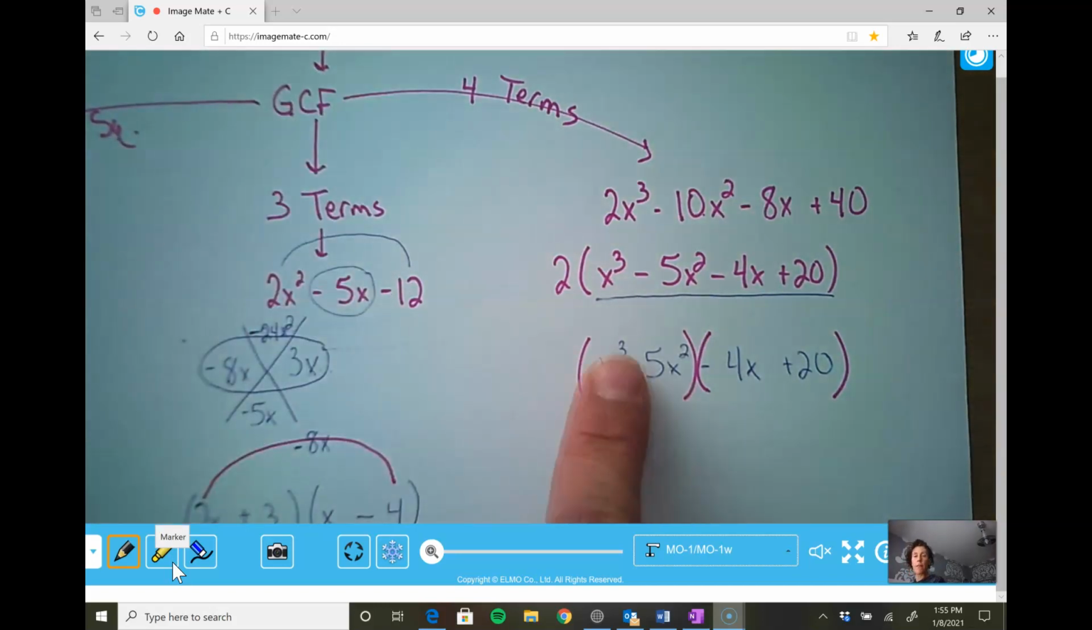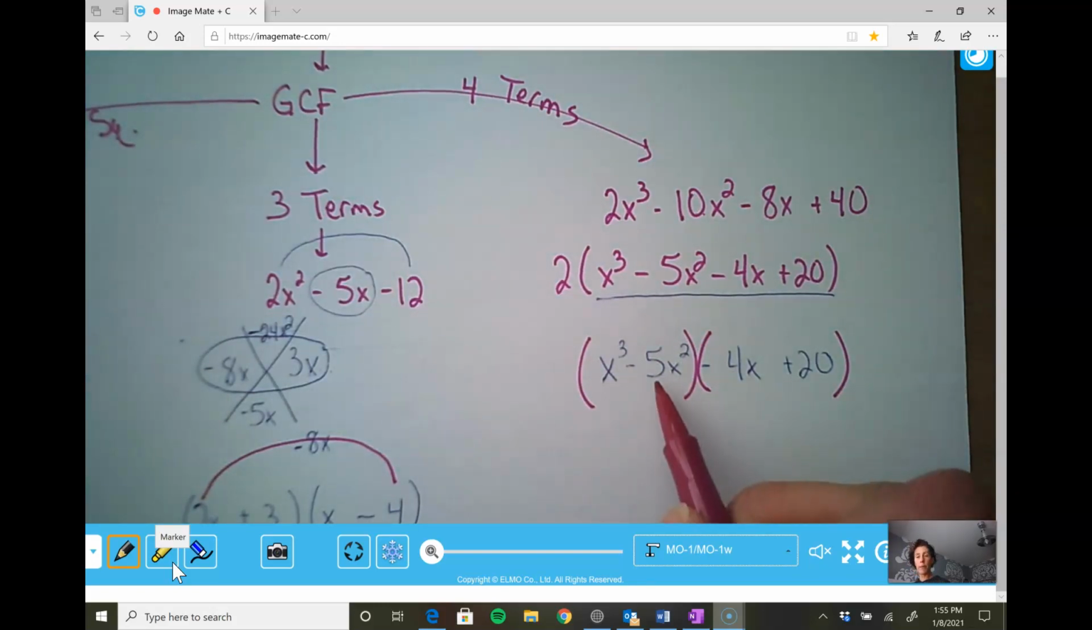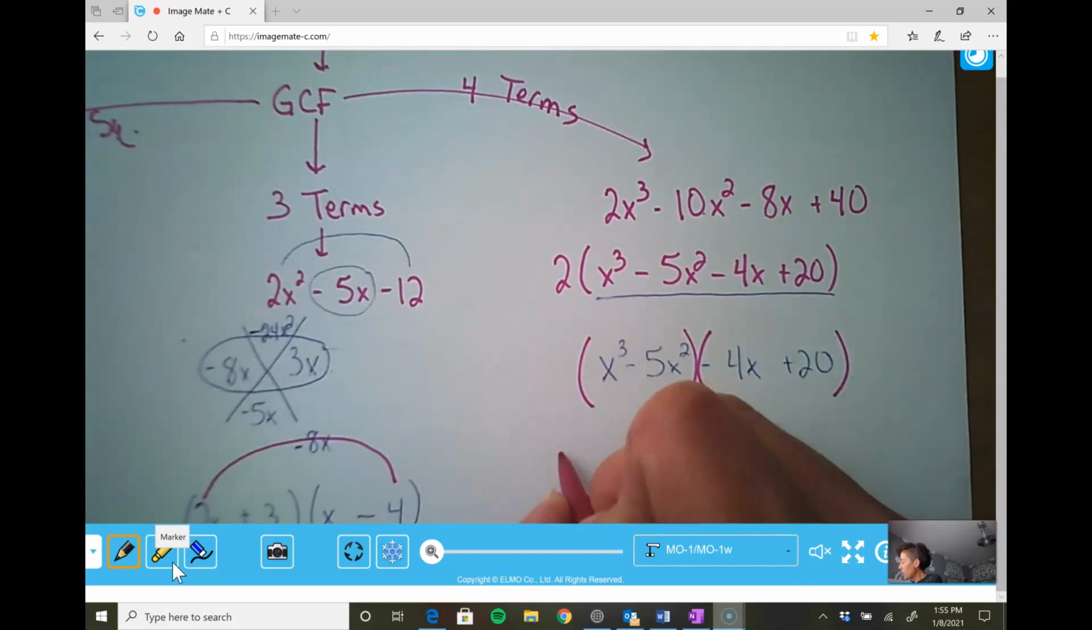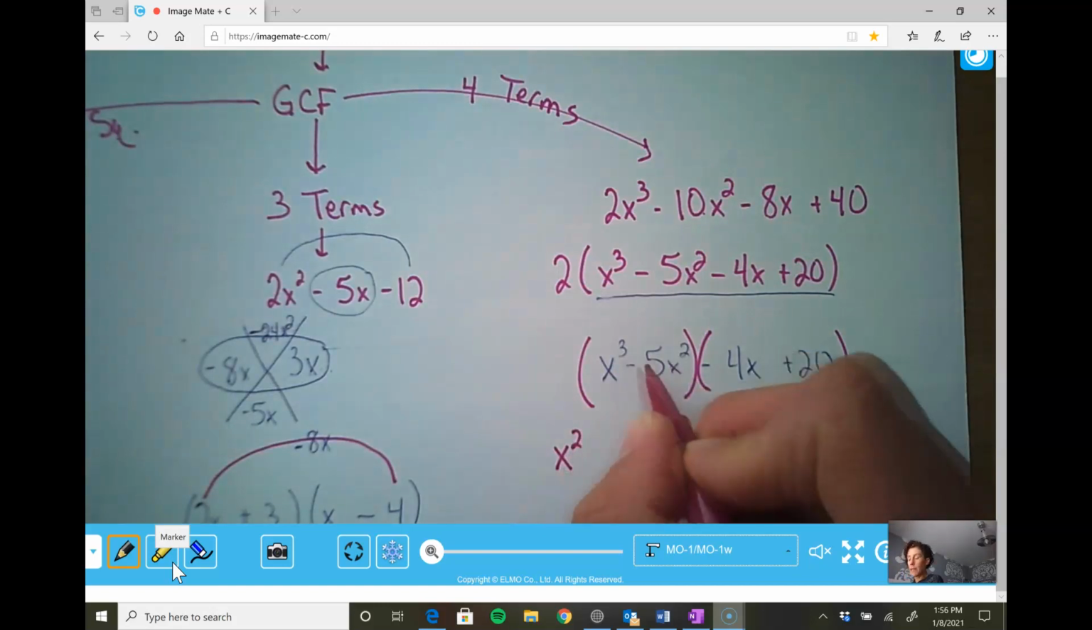What I'm going to ask myself is, what is the GCF? What can I factor out of both of these? Now I can't factor out a number, that's called a coefficient, the number in front of the variable, but I can factor out an x. This has 3 x's, this one has 2 x's, so I can factor out 2 x's from each term.